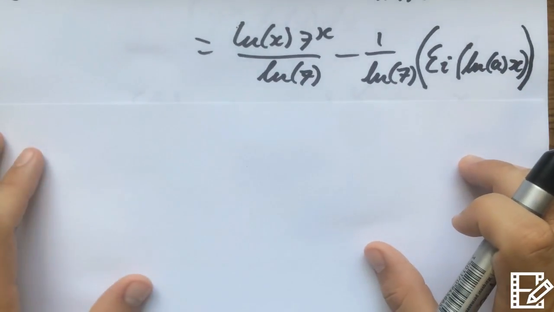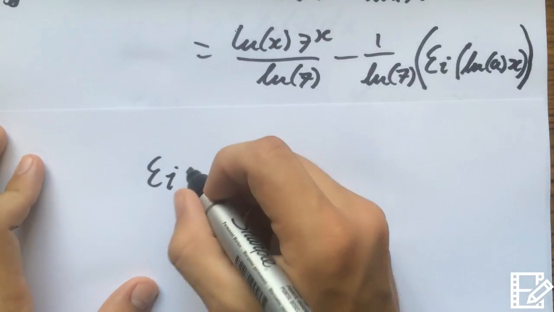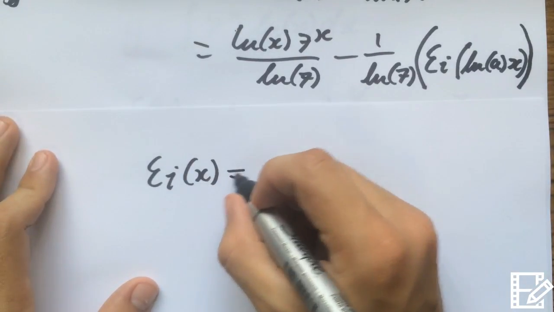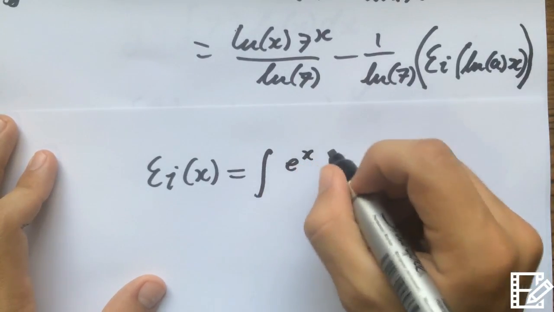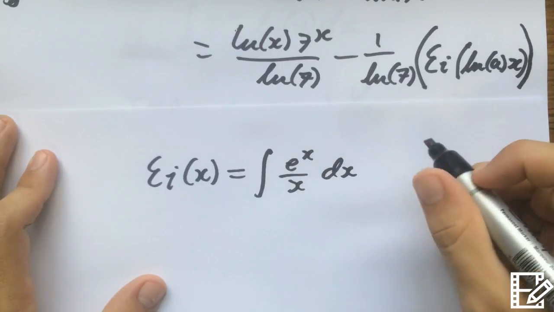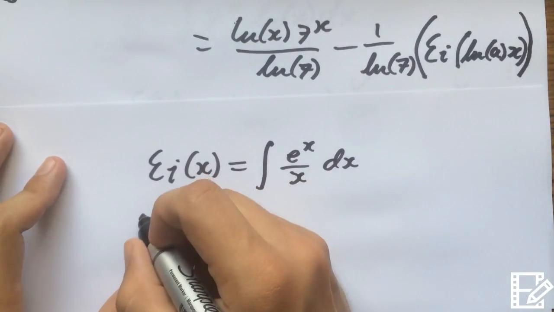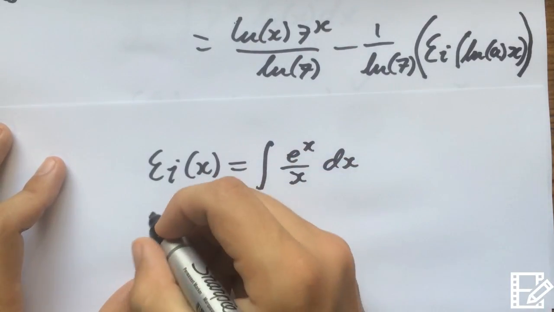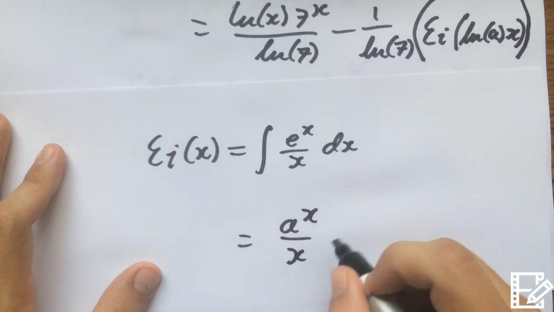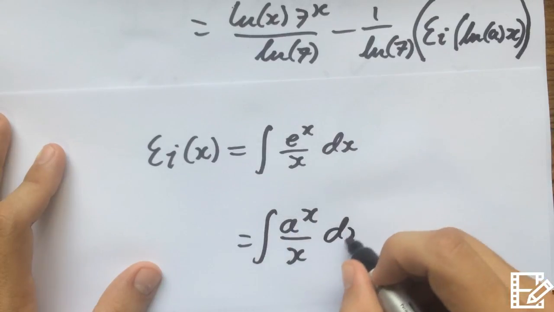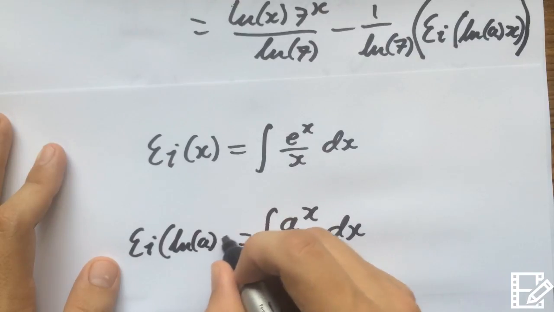How do they get that? Well, if you watched a previous video, I had Ei x. That equals the integral of e to the power of x on x dx. Now, I don't know, this might seem difficult, but a to the x on x. Why would that equal Ei of ln of a x?